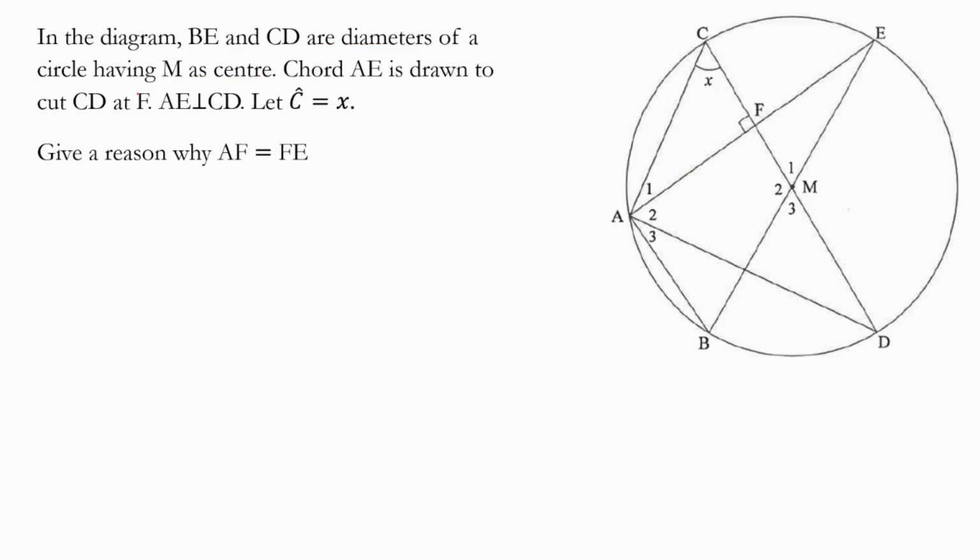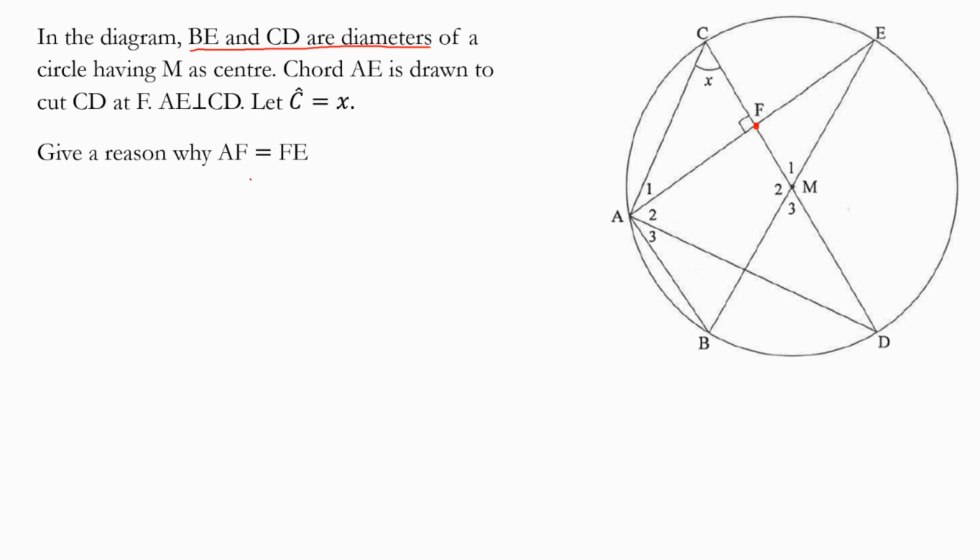In the diagram, BE and CD are diameters of a circle having M as the center. Chord AE is drawn to cut CD at F here. And then AE is perpendicular to CD. Let C be equal to X. Give a reason why AF is equal to FE. We didn't discuss this information, but let's try. Why may we have AF being equal to FE?